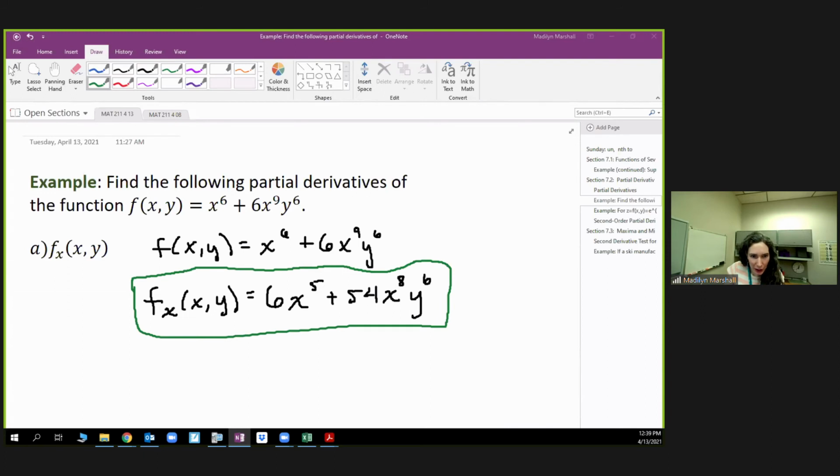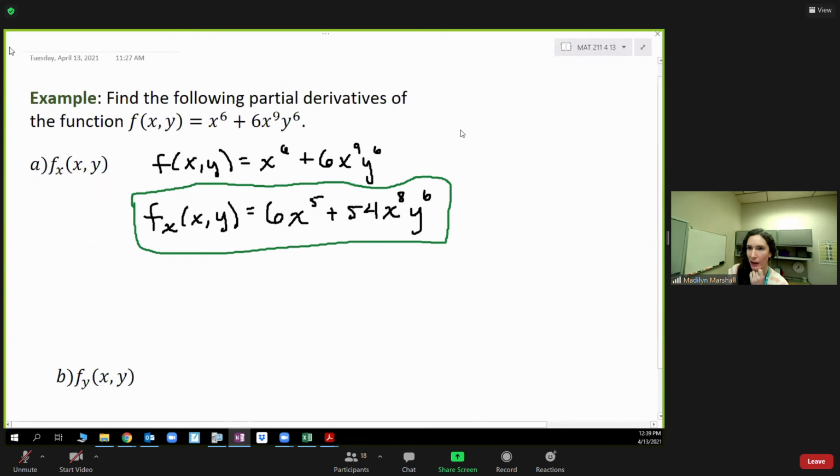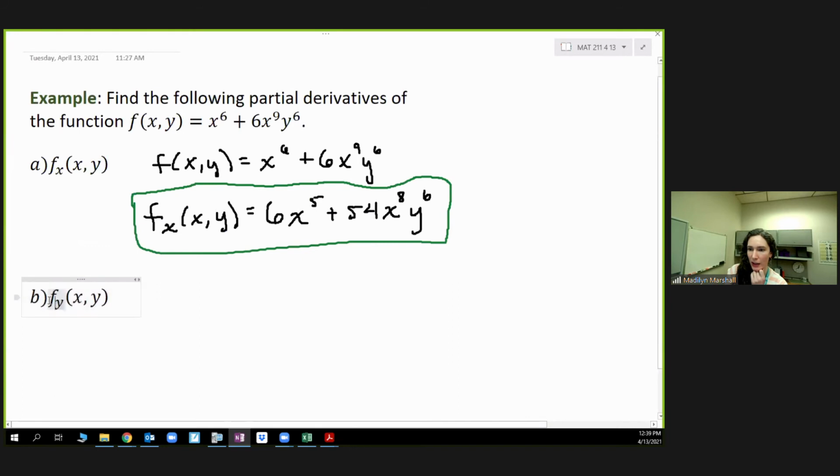So I am going to put a link in the chat to a problem, and you'll see it's this same function that we're seeing here, and there's two parts. One part is the derivative with respect to x, which is this, so you can just type in what we got here. And then also find this one. So try the partial derivative with respect to y on your own and put your answer in that box on the link.